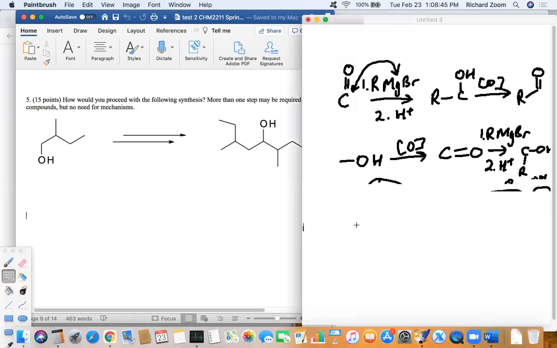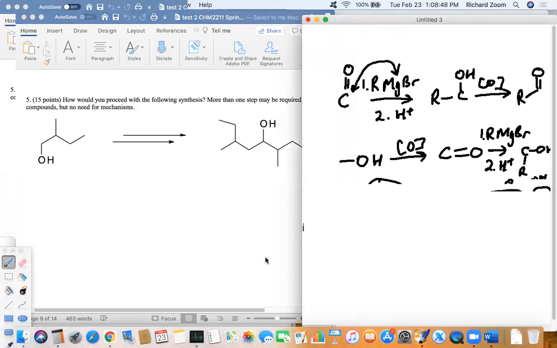Spoiler alert, I know. But Dr. Musgrave, can you do one that's not PCC so we have an idea? Or is it always going to be PCC? You can always do PCC. But the thing is, PCC is good for secondary or primary alcohols, but you can only use CrO3 with secondary alcohols. So why not just use PCC all the time? I think it's good advice. If you want to do CrO3, it's not a problem, but you have to do it on secondary alcohols only.